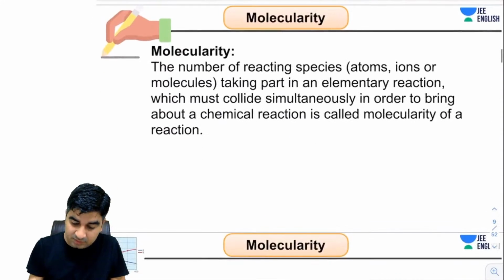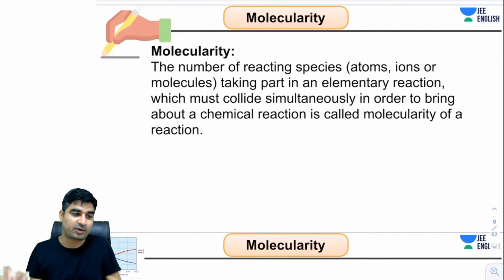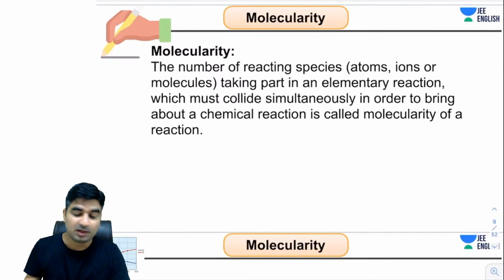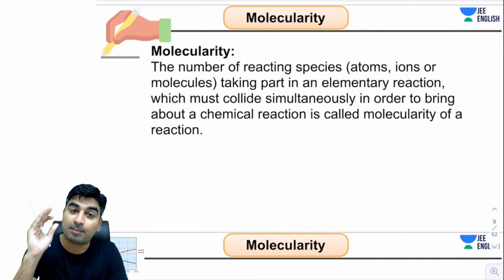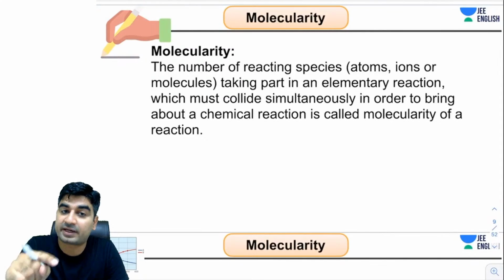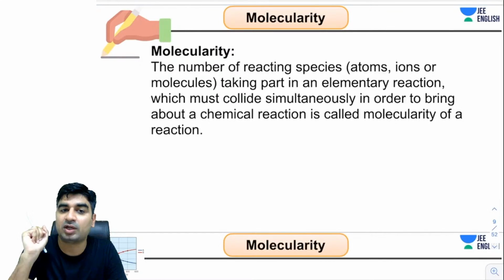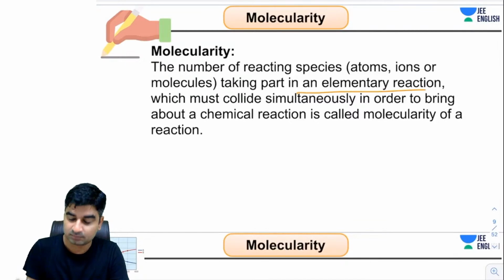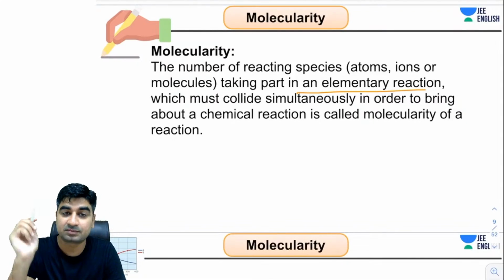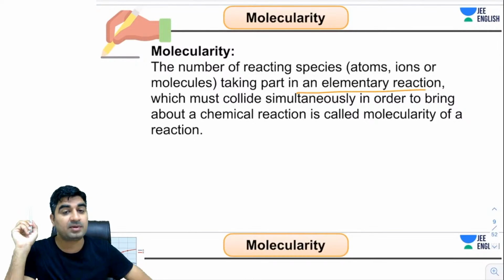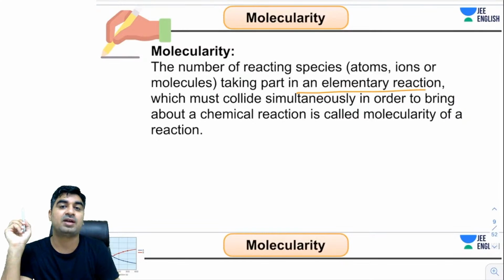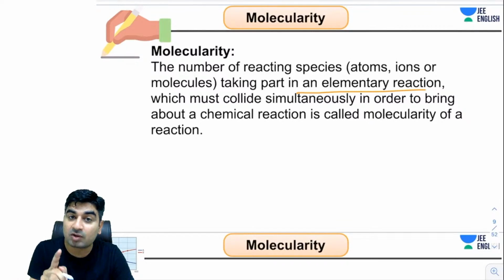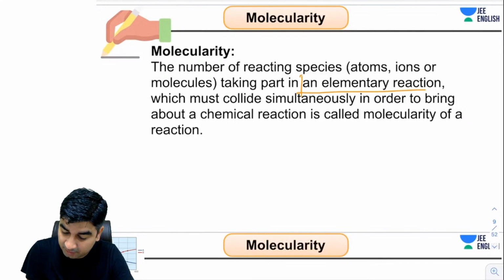So now next, what is molecularity? Next point, anybody, what is molecularity? Please tell me. Molecularity is the number of reacting species. Reacting species can be atoms, molecules, or ions taking part in an elementary reaction, which must collide simultaneously in order to bring about a chemical reaction. That's a very important point here: the number of reacting species taking part in an elementary reaction.